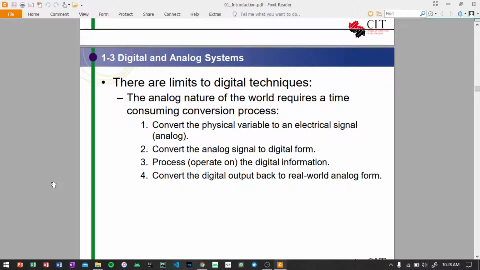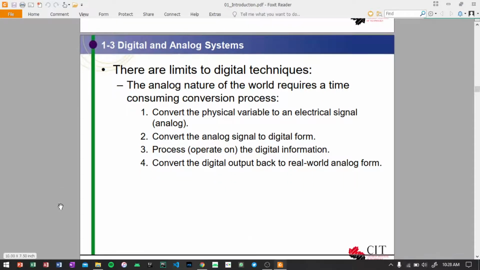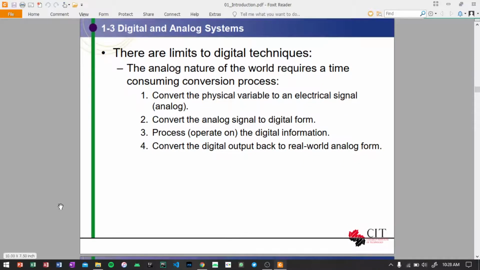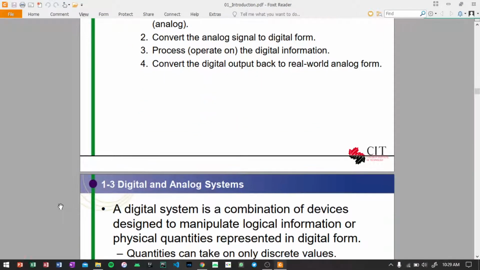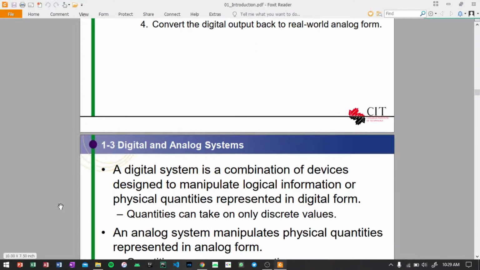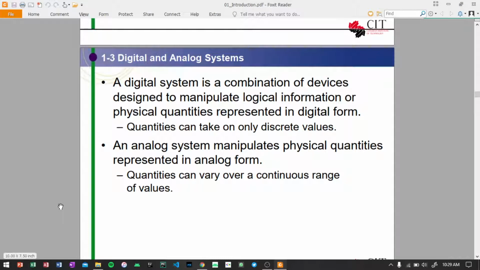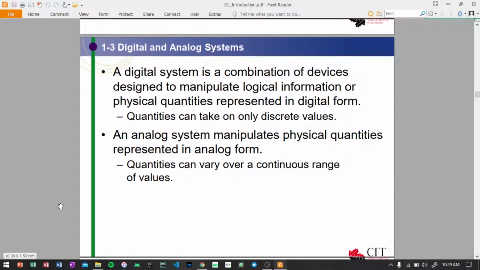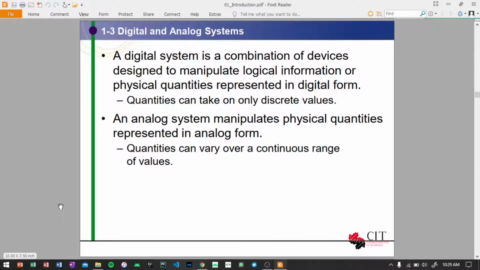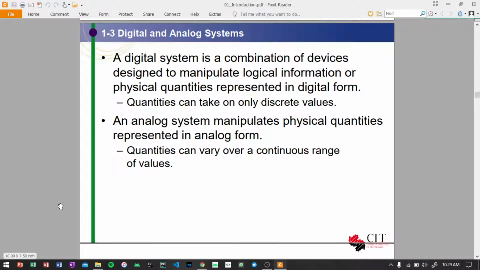Convert the signal to digital form, operate on the digital information, and then convert the digital output back to the real world analog form. The digital system is a combination of devices designed to manipulate logical information or physical quantities represented in a digital form, and the quantities can take on only discrete values.